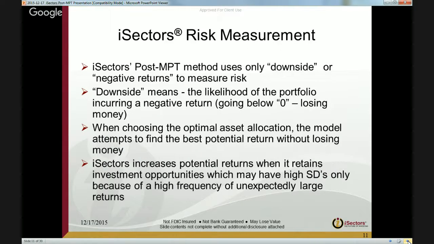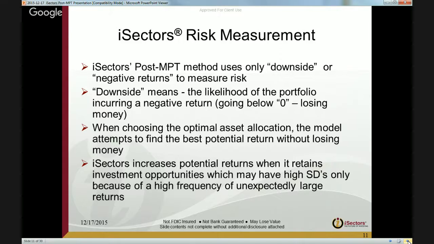So how does iSectors measure risk? Well, iSectors measures risk by only looking at downside or negative returns. Downside meaning don't go below zero or don't lose money. So when choosing an optimal allocation, the iSector Post-MPT models attempt to find the best potential returns without losing money. And the Post-MPT models increase your potential returns by only looking at an investment universe that has investments in it that have a greater potential for generating positive returns, and basically omitting all investments in its universe that have a greater potential for generating negative returns.